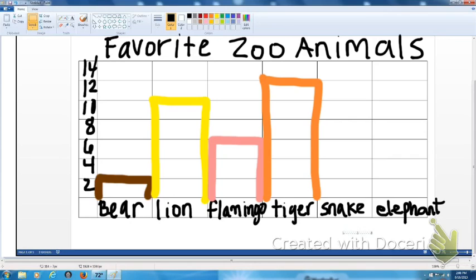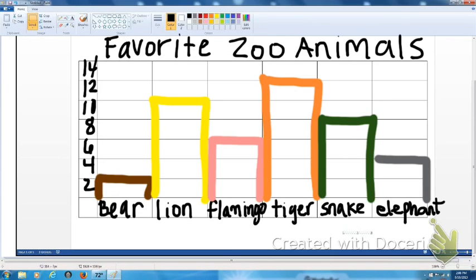Our green snake had a total of 8. So we're going to find the number 8, run it across, continue down with your bars, and last but certainly not least, our elephant was a total of 4.